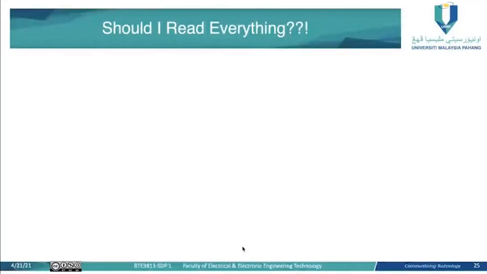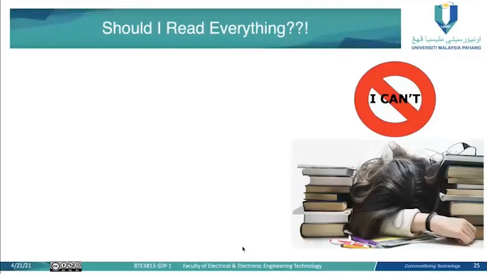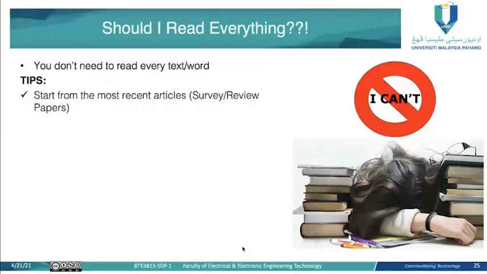Should I read everything? No, I cannot read everything. It's not easy to read everything. For example, you search your keywords and find 100 papers, 1000 papers, 2000 papers. Try to filter the papers that you download. Try to find the ones most related to your work. Try to focus more on the most recently published. So you don't need to read everything. Try to start from the most recent articles.